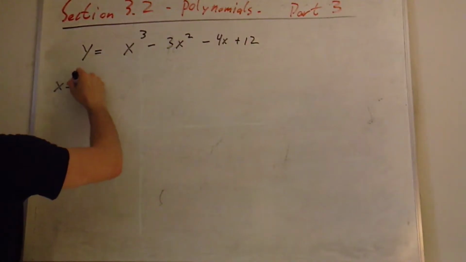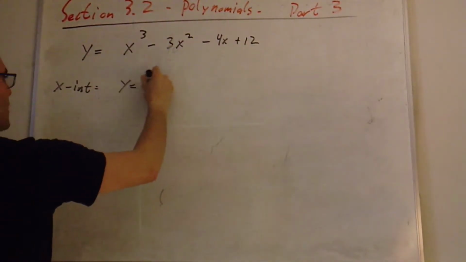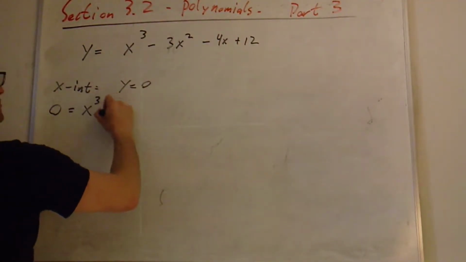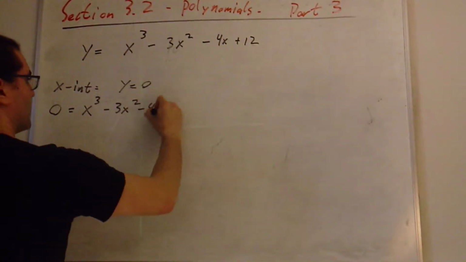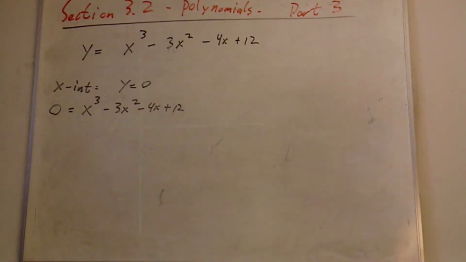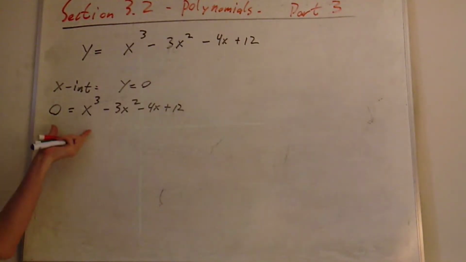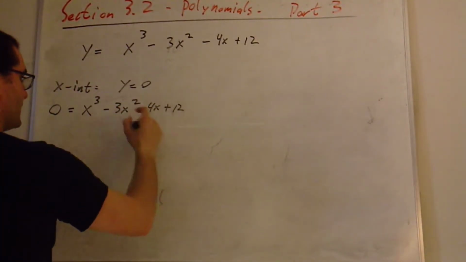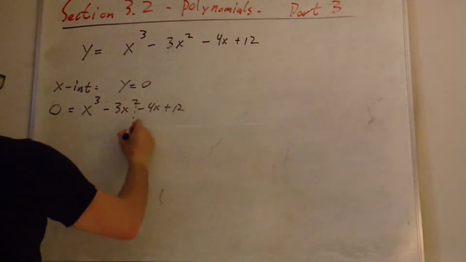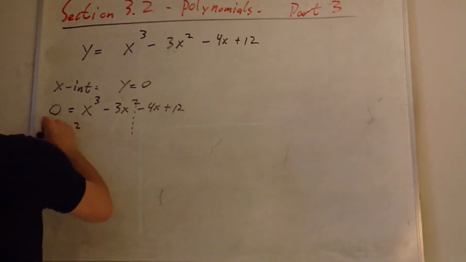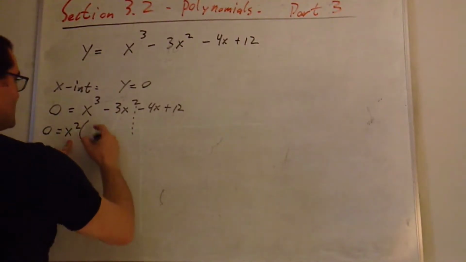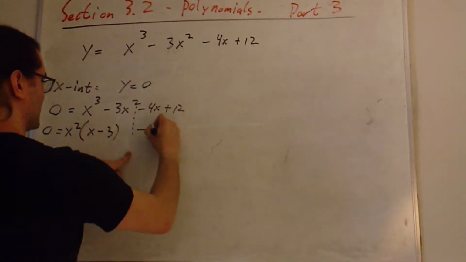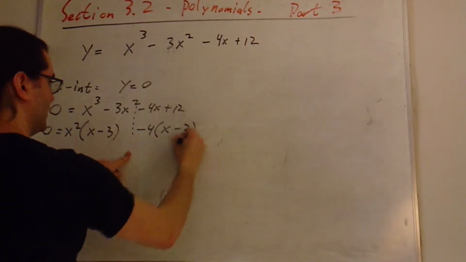For the x-intercepts, that means I need to set y equal to 0. And when I set y equal to 0, I get 0 equals x cubed minus 3x squared minus 4x plus 12. And this is a cubic equation that we need to solve by factoring. So to factor something with 4 terms, you split it right down the middle, factor by parts. You can pull an x squared out of the first piece. What's left here is an x minus 3. Out of the second piece, I'm going to extract a negative 4 and be left with an x minus 3.